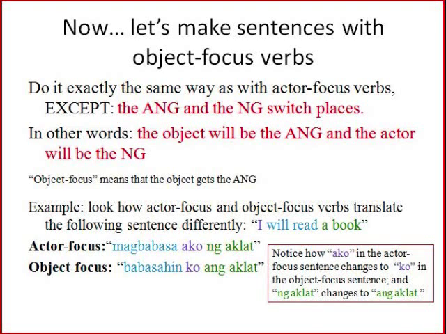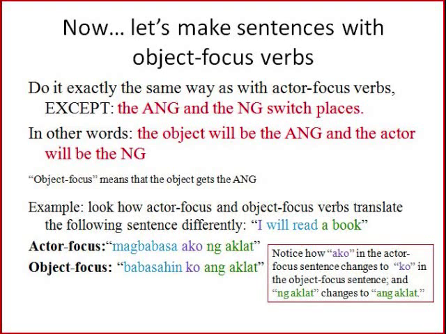If you flash back to last week, you'll remember that this means that it can either be an ong pronoun or it can be a noun with ong in front. Here is an example. We will translate the following sentence into Tagalog using both an actor-focused verb and an object-focused verb. I will read a book. The actor-focused form of read would be magbasa. So the translation would be magbabasa ako ng aklat. The object-focused form of read would be basahin. So the translation would be babasahin ko ang aklat.